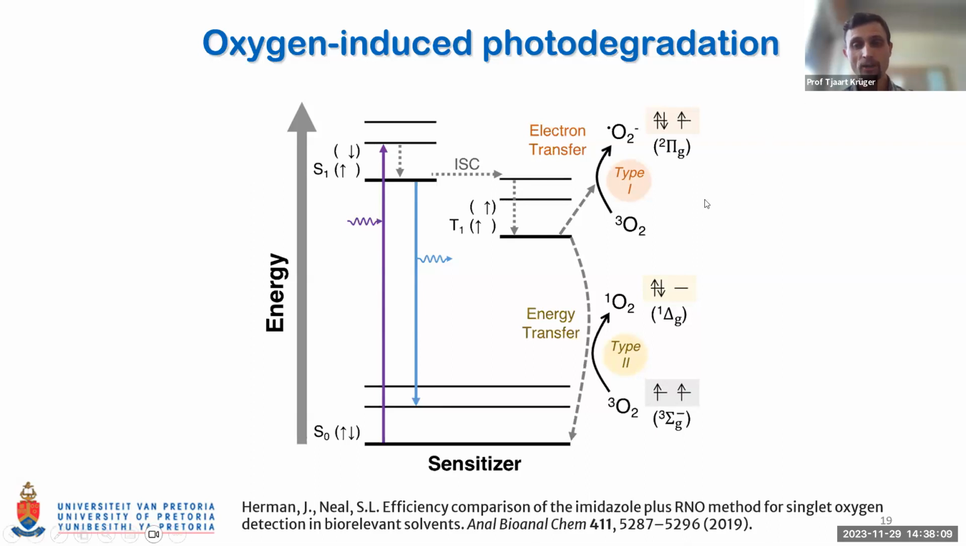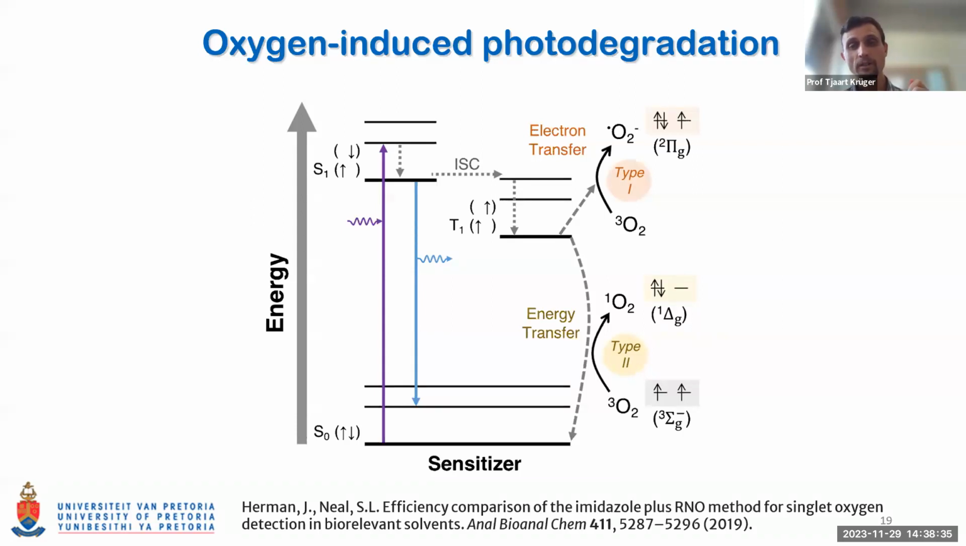Okay, the second type of reaction is energy transfer from the triplet state to oxygen, and that will promote an electron, well, actually excite oxygen to produce singlet oxygen. Okay, and singlet oxygen is also highly reactive, so it can also very easily donate an electron and form different types of reactive oxygen species.